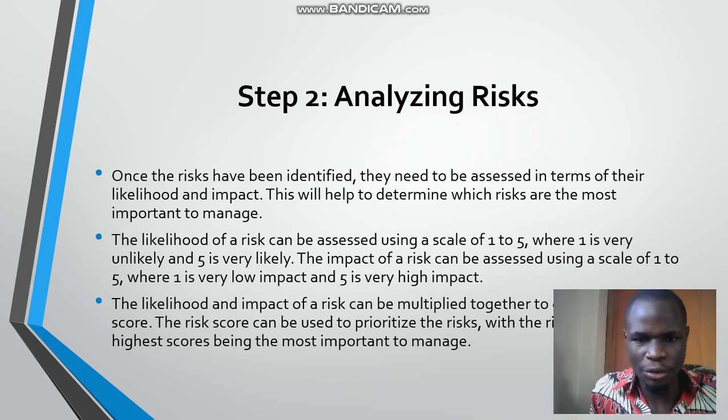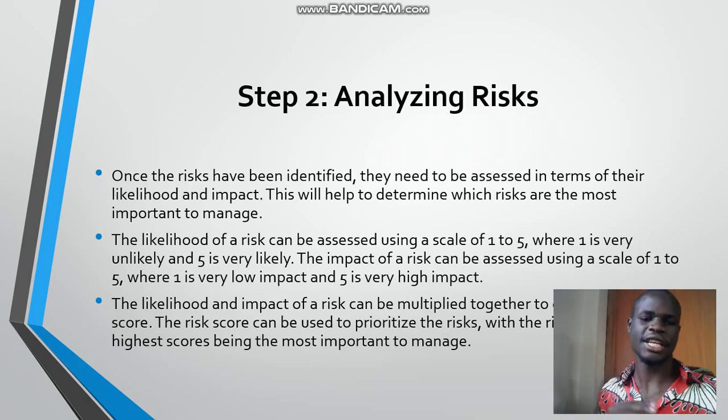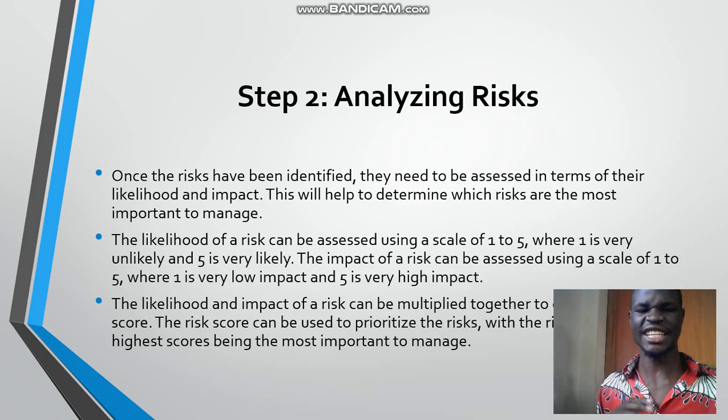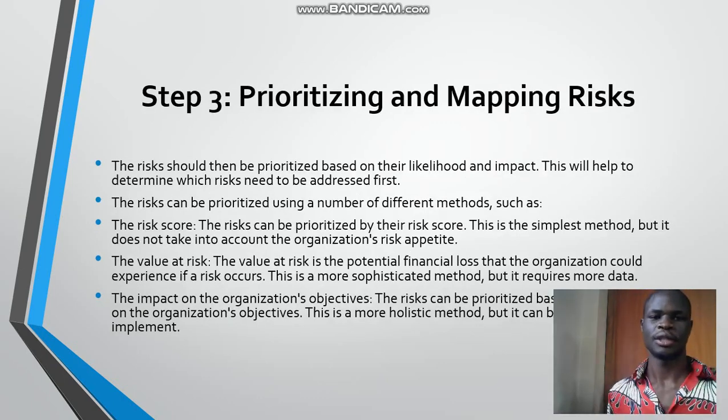For the impact, you do the same. You can say 1 is the lowest impact it will have, and 5 being the highest impact it will have. Now, by multiplying the likelihood and the impact, you will arrive at a risk score, which can help you to prioritize the risk, which is the next step.